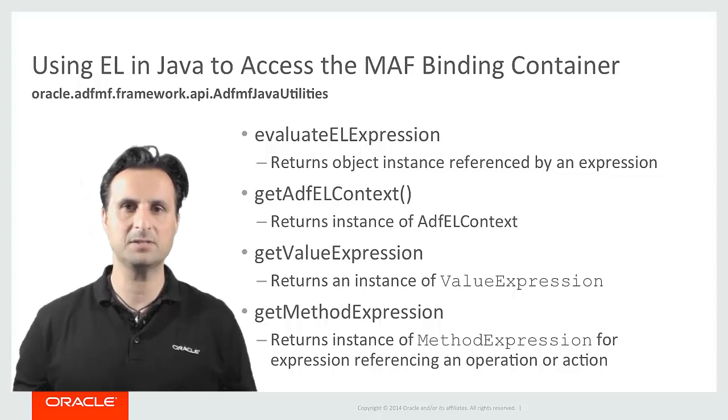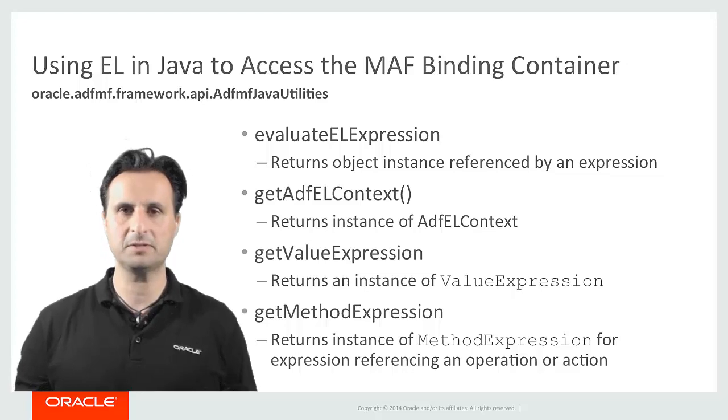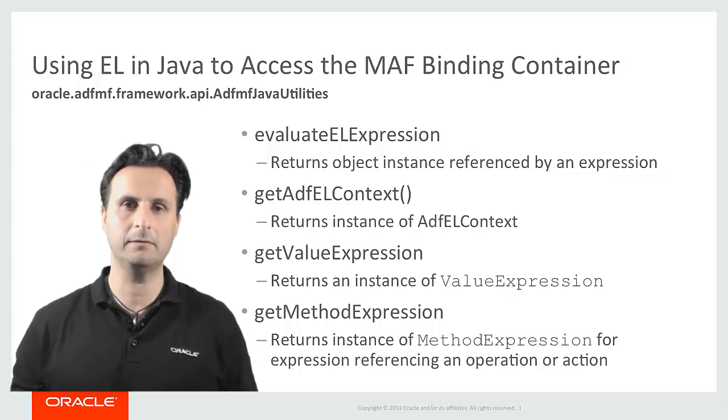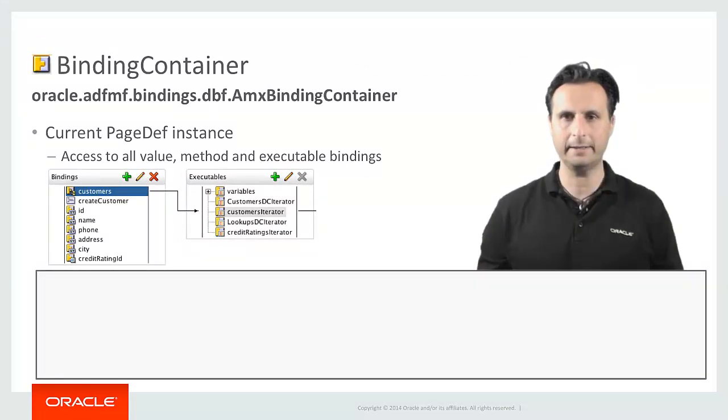And then once you have these resolved, you either work with the data or with a reference. For instance, the method expression reference will give you a method expression that you then can invoke from your Java code. So let's have a look first at the binding layer.